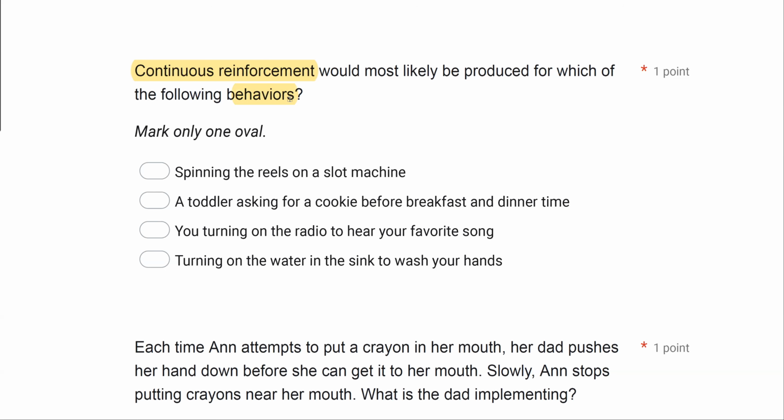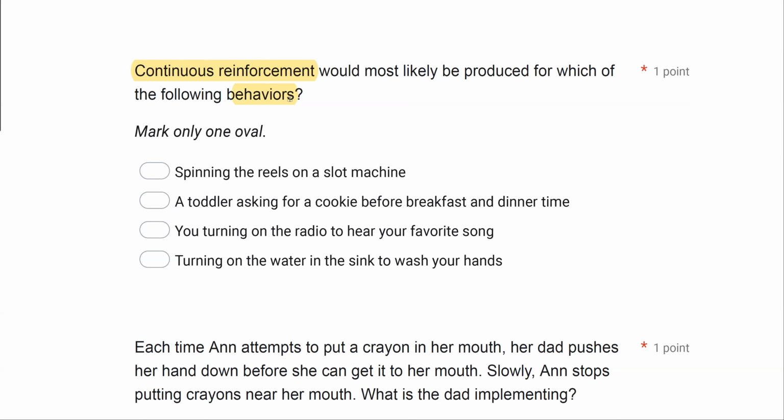Why can't A be correct? Well, A can't be correct because the slot machine effect is variable ratio. It's not even the same reinforcement schedule. A should not even be on your radar. Don't even consider A. B, a toddler asking for a cookie before breakfast and dinner time.